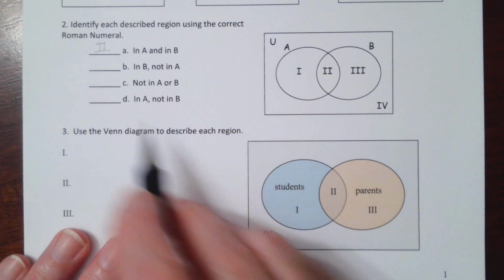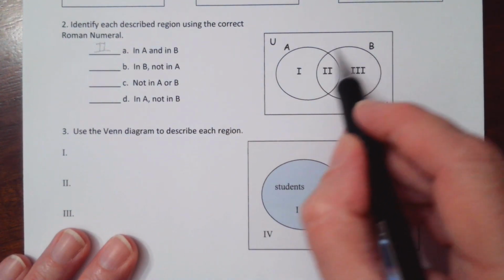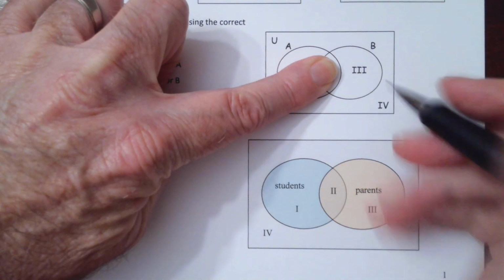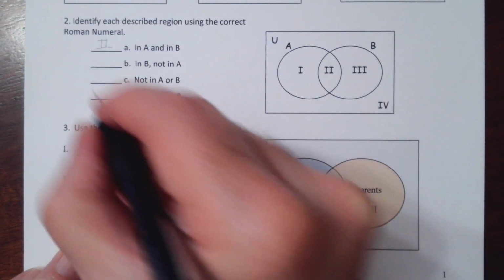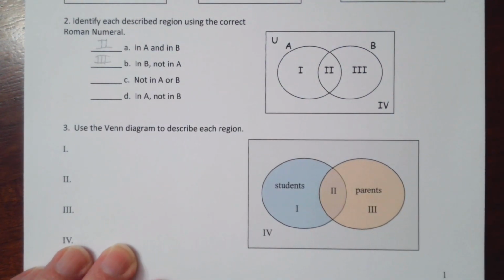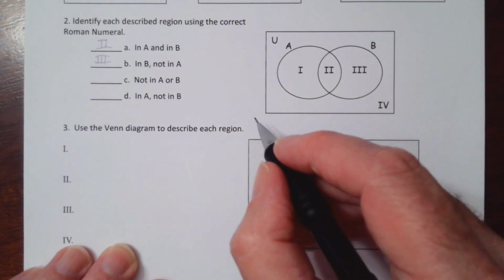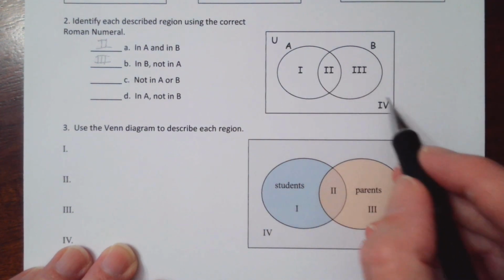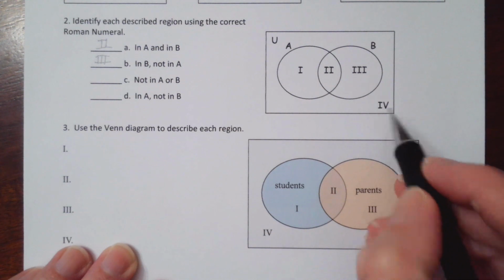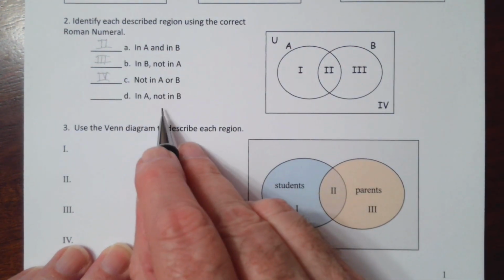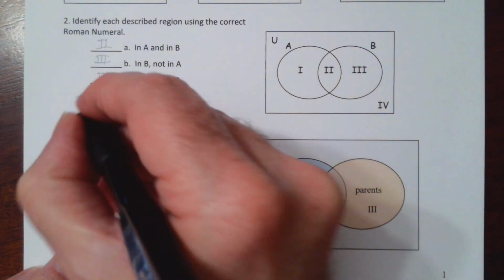In B, not in A. Well, in B means you're in the B circle. If you're not in A, that means you have to discard anything in A, and so that would just be 3. You can do the other two if you'd like, and then turn the video back on. All right, so not in A or B means you're not in the A circle or the B circle, which means you must be outside of the two circles. That puts us in region 4. And then in A, not in B, that would be region 1.